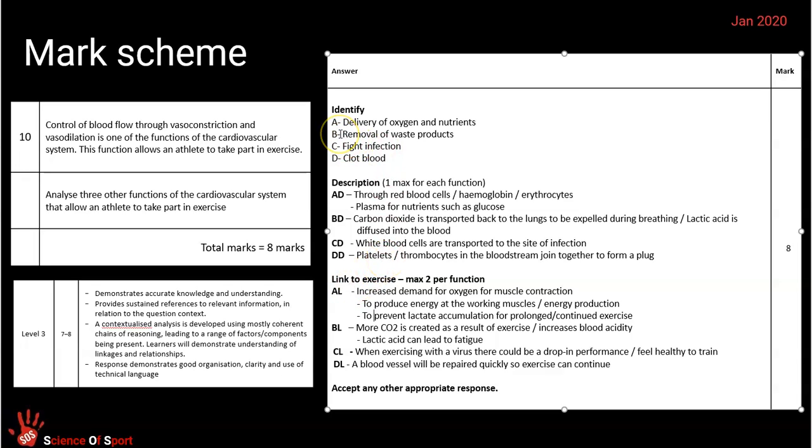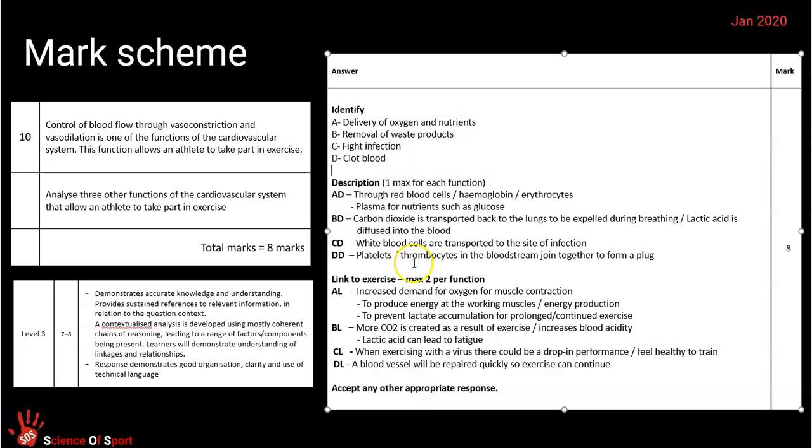Then you need to do the same for another, so your second function. So it's really important to remove waste products like CO2, because when we make energy we make CO2 at the muscles, or lactic acid, and that goes into the blood, and the blood then transports it away. Obviously the more we exercise, the more waste product we make, and the more lactate we've got to remove too. That's your second function, and then you do the same for your third, whichever that happens to be.